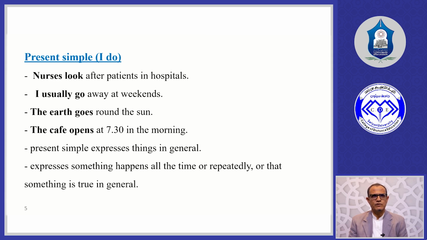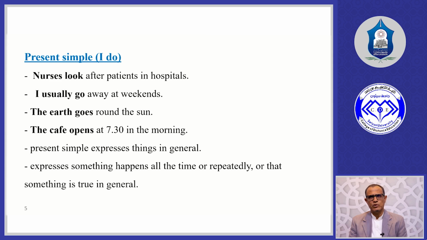We have, for example, nurses look after patients in hospitals. I usually go away at weekends. The earth goes around the sun. The cafe opens at 7:30 in the morning. So all these sentences express things in general, and they express something that happens all the time or repeatedly, or that something is true in general. That means the present simple tense is usually used to express sometimes habits or sometimes facts.